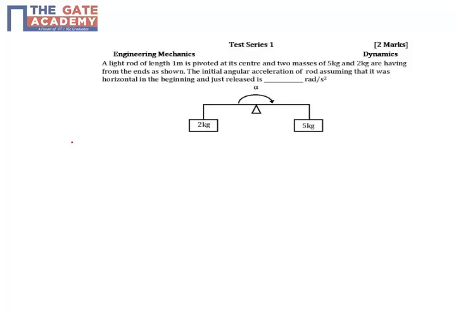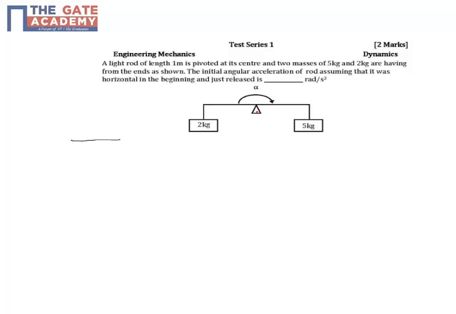Here is a problem from dynamics. The system has 5 kg on one side and 2 kg on the other side, pivoted at the center of a light rod of length 1 meter. You have to hold this by hand in order to balance it, otherwise the 5 kg side will, when you just release it, rotate clockwise, and that is exactly what is asked.